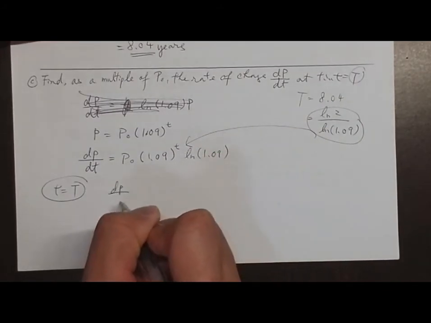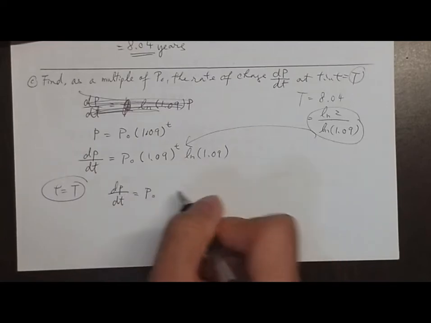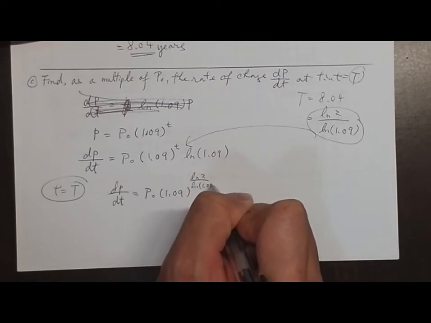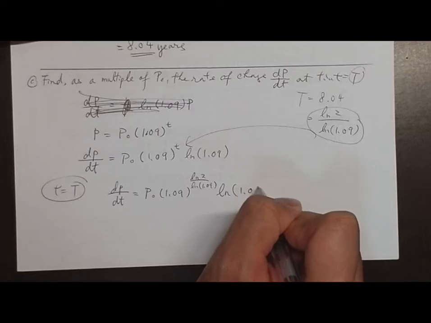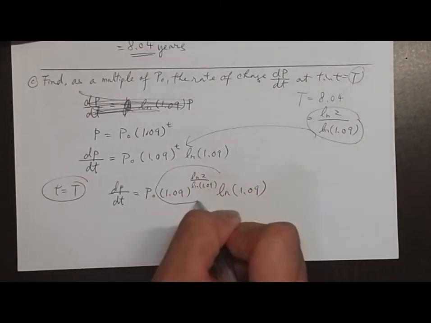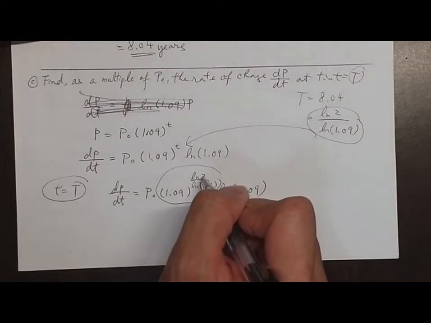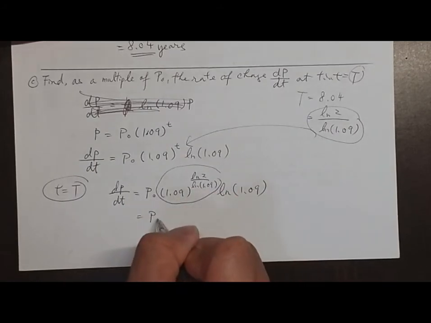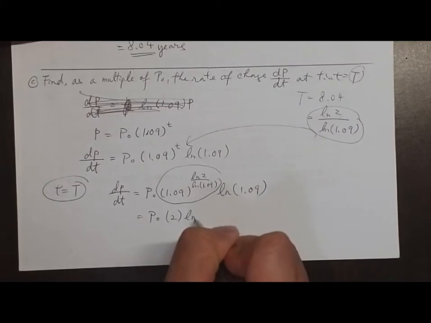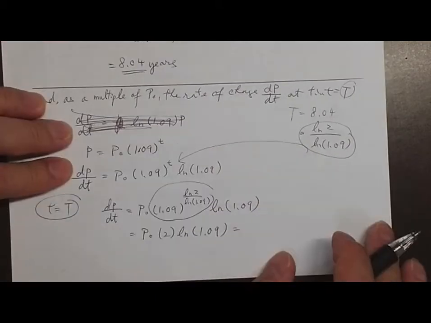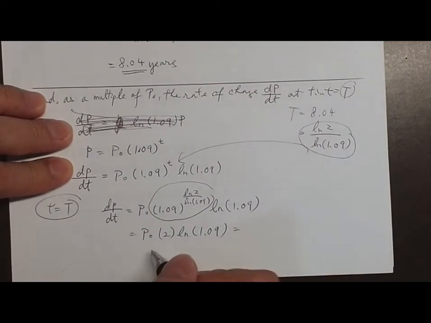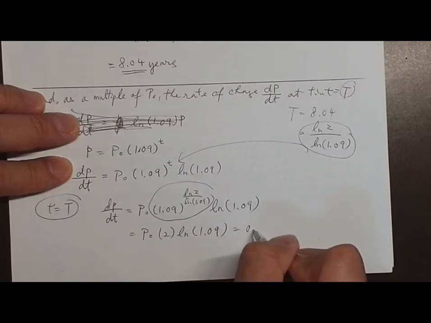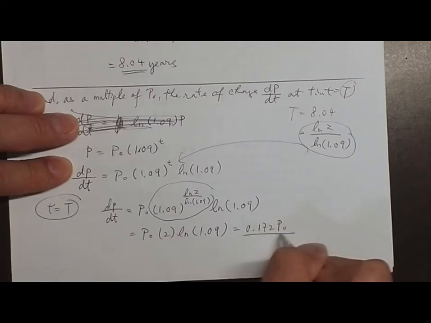So we got dP by dt is equal to P0 times 1.09 to the power log 2 over log 1.09, multiplied by log 1.09. And because it's 1.09 to the power log 2 over log 1.09, this should be equal to 2. So we got P0 multiplied by 2 multiplied by log 1.09. You take out your calculator to calculate log 1.09 and multiply by 2, and you get 0.172 multiplied by P0.